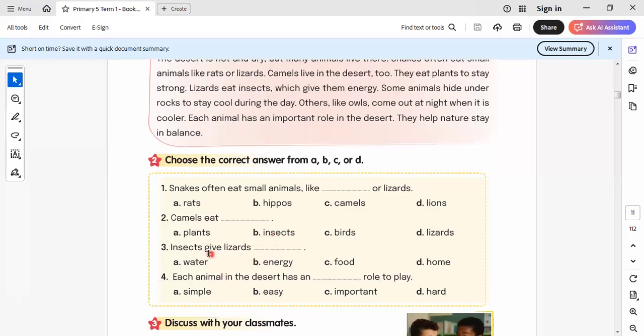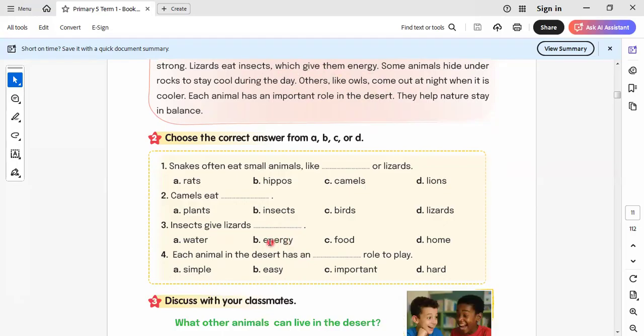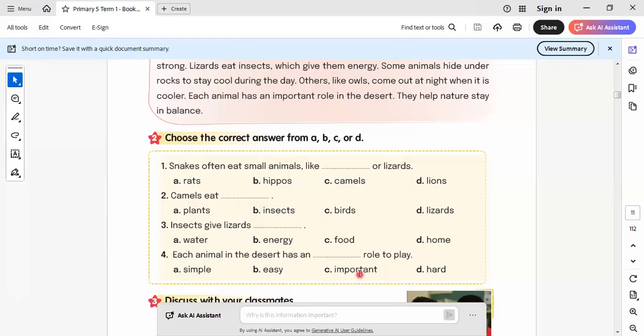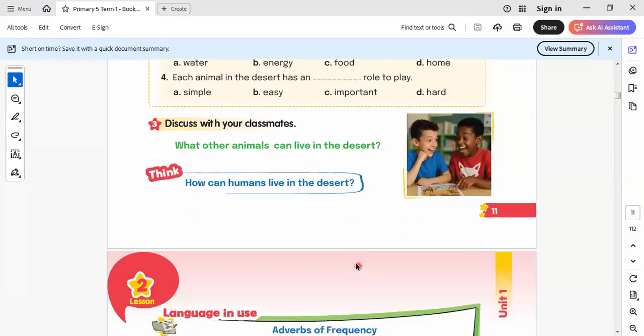Insects give results what? Energy. So insects give energy. So he eats the insect, and insects give energy to move. Each animal in the desert has an important role. Let's go to another one here.